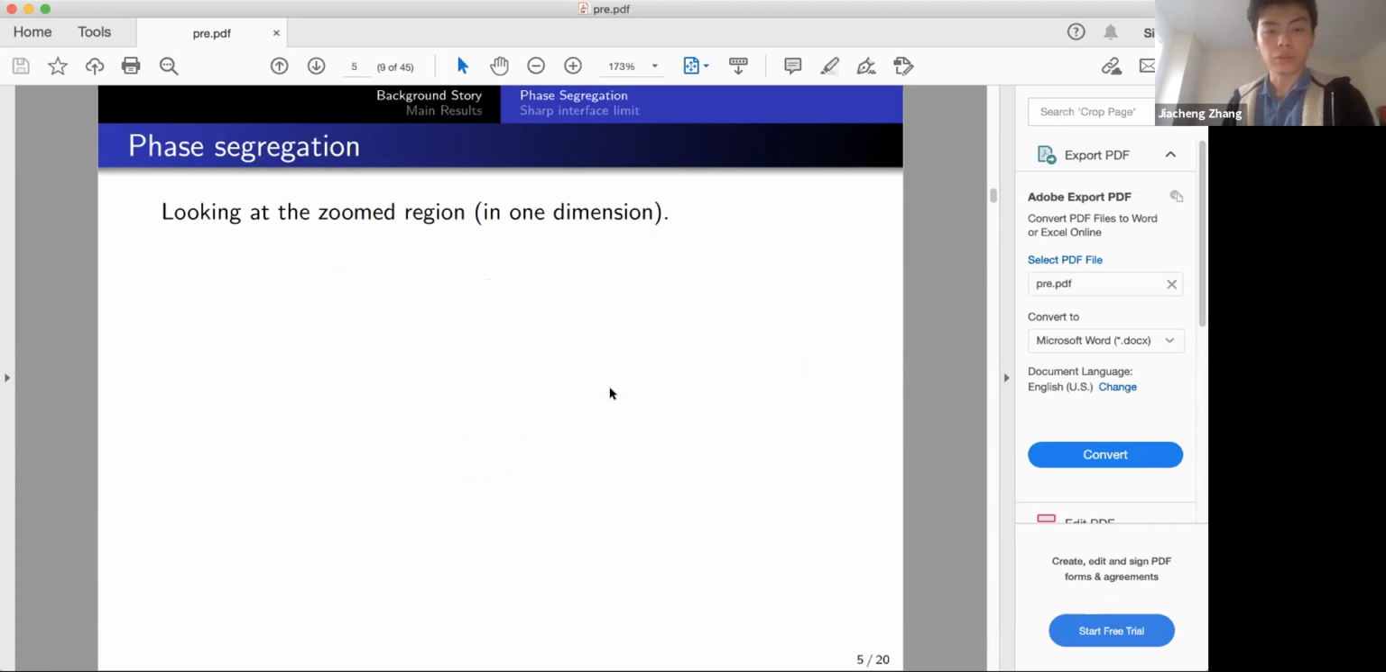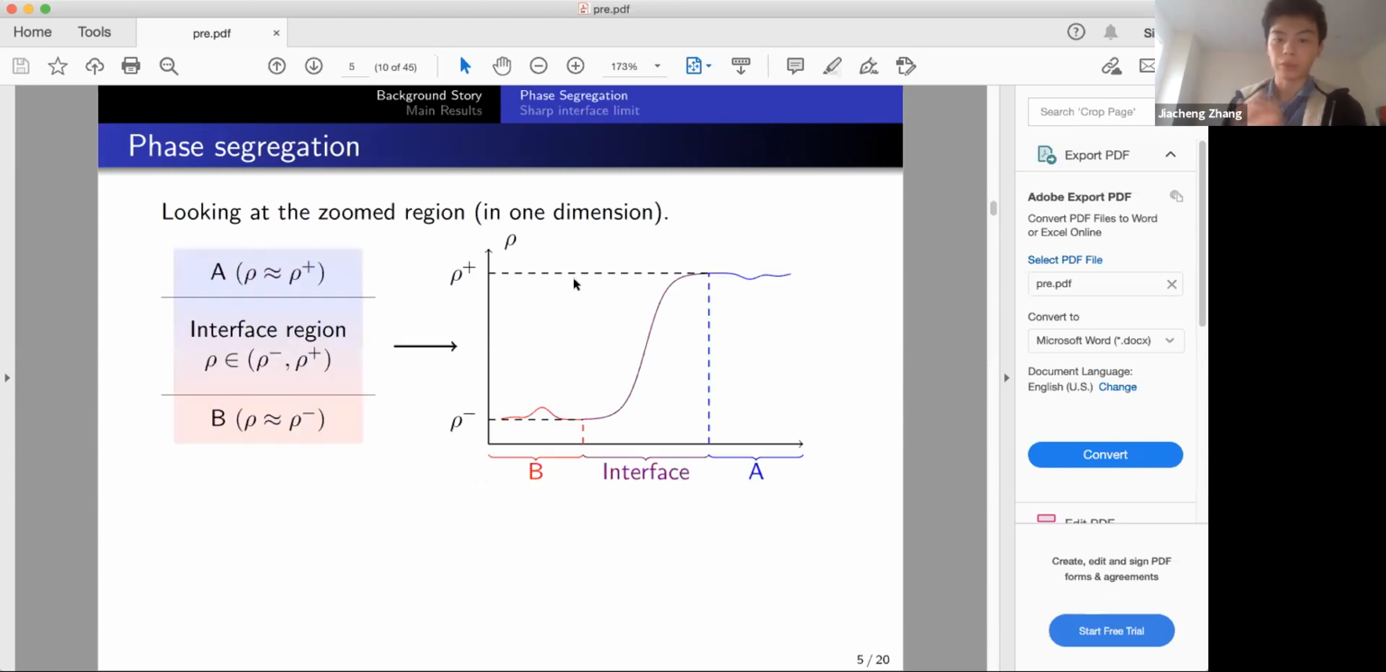And just to look at this zoomed region, again, we will focus on the one-dimensional case. We can see that in the left part, rho will be very close to rho minus, which means this region is basically material B. And on the right, inside is A, so rho will be very close to rho plus, meaning this region is mostly A. And inside this interface region, rho will vary from rho minus to rho plus. And this is just a fixed-time snapshot of rho.